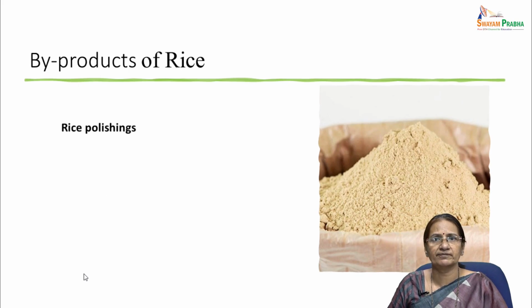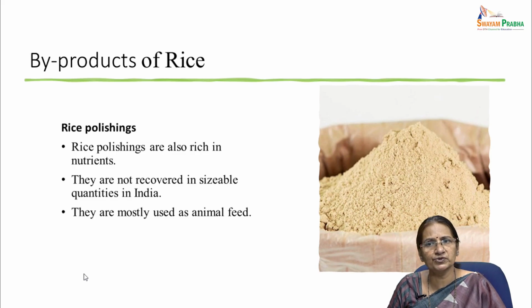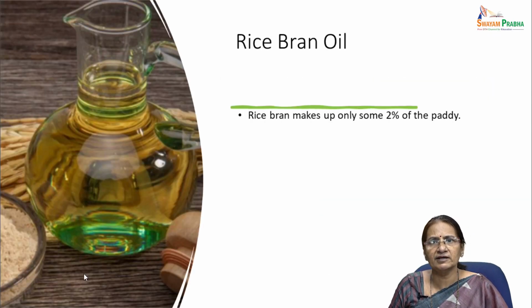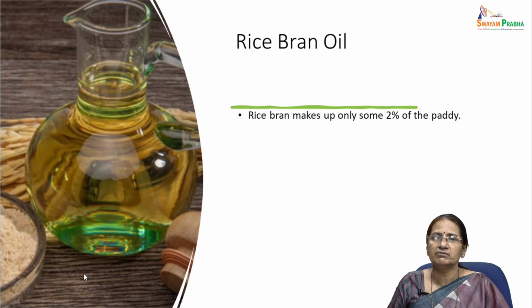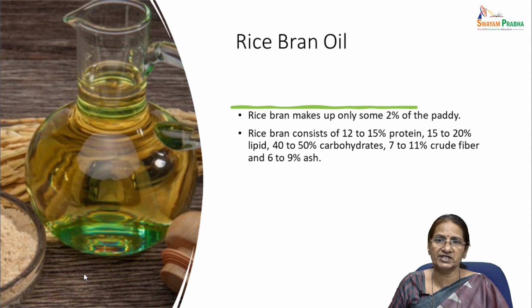Now, rice polishings. Rice polishings are also rich in nutrients. They are not recovered in sizable quantities in India. They are mostly used as animal feed. Now, rice bran oil. Rice bran makes up only some 2% of the paddy, but it is a valuable source of edible oil and protein-rich animal feed. Rice bran consists of 12 to 15% protein, 15 to 20% lipid, 40 to 50% carbohydrates, 7 to 11% crude fiber, and 6 to 9% ash.